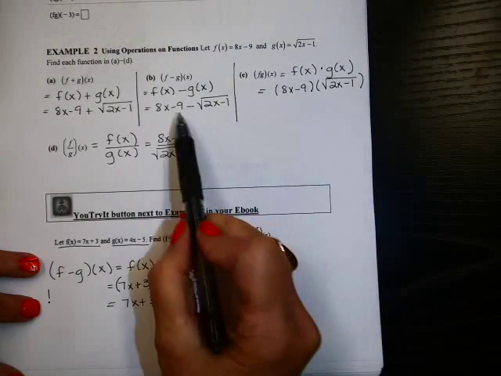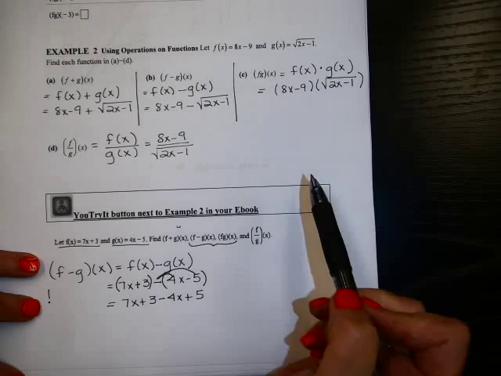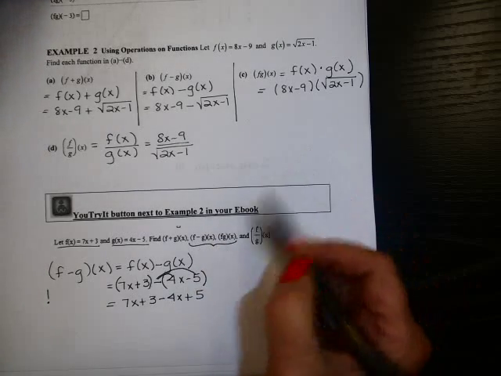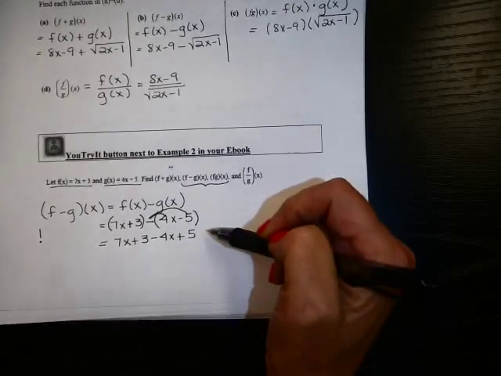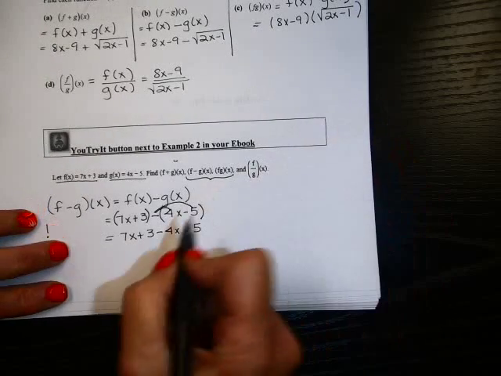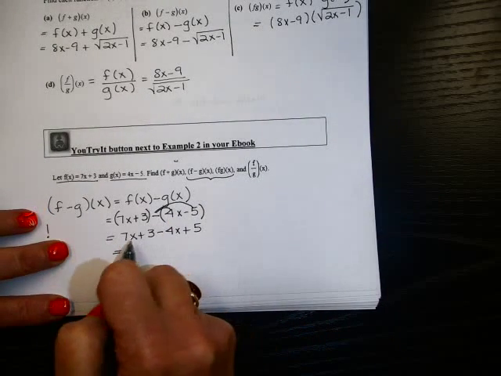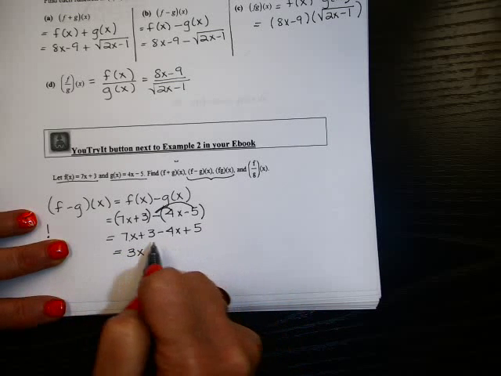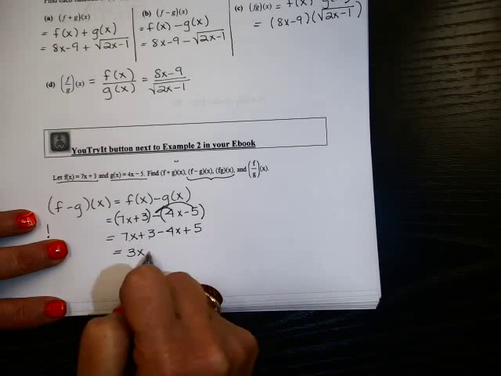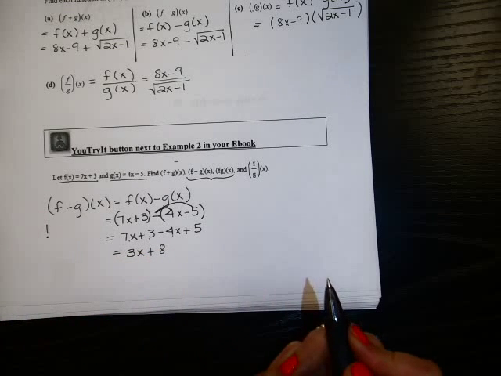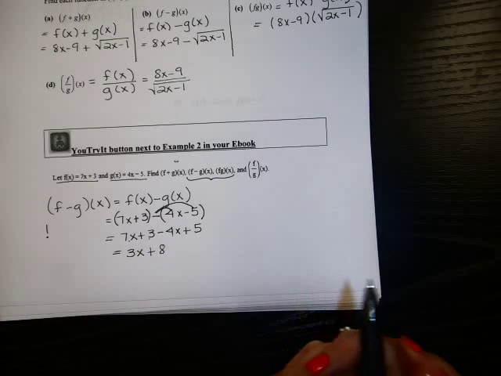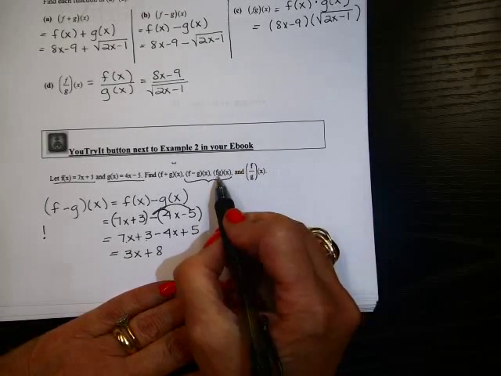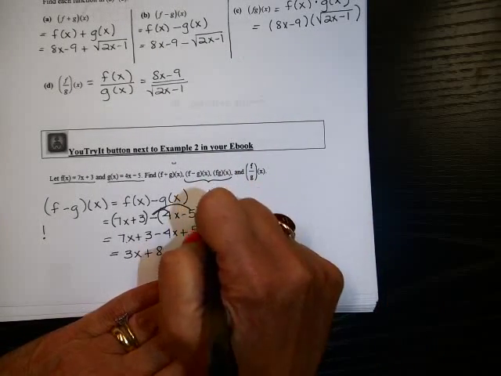Up here with the minus, it was just a radical, so it didn't show up so much as the more common problems like this You Try It problem. Now I can combine like terms. 7x take away 4x is 3x. A positive 3 and a positive 5 is a positive 8. Let's do one more. I wanted to do the f times g of x.